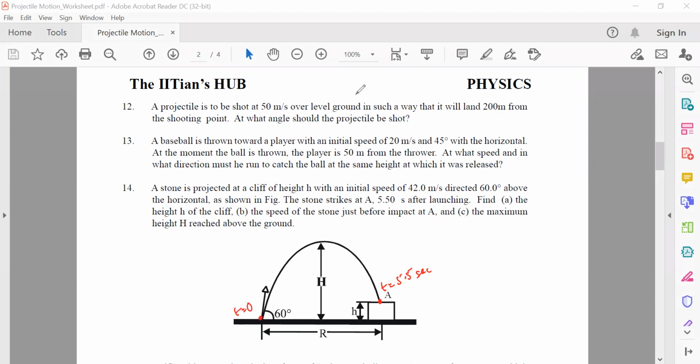So you can see that the y coordinate in general is u sine theta t minus half g t square. So here h is the unknown quantity. Okay, but this is 42 sine 60 into 5.5 minus... so this will give us the h in meters.